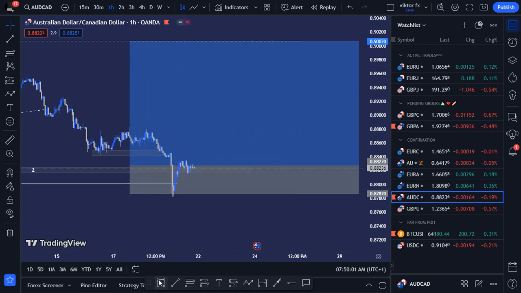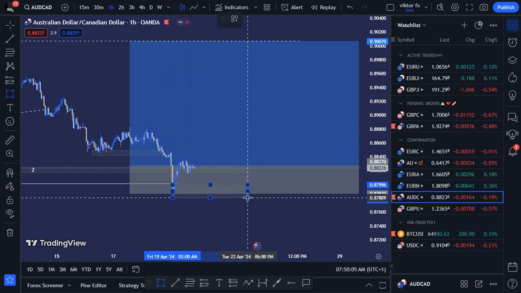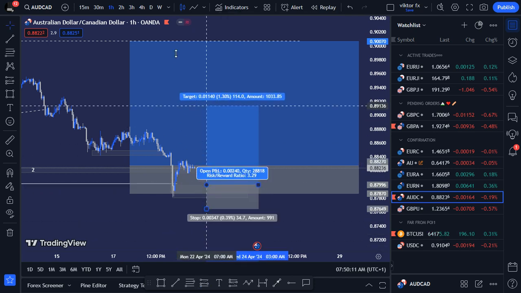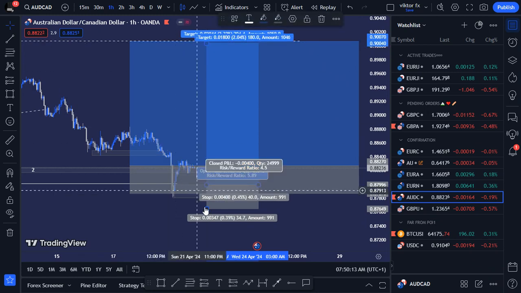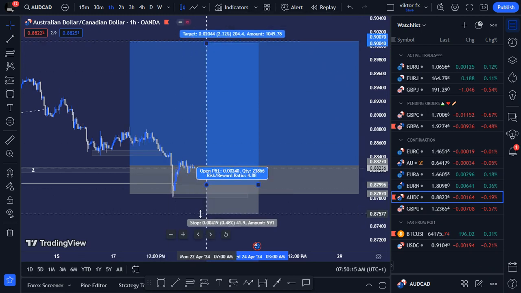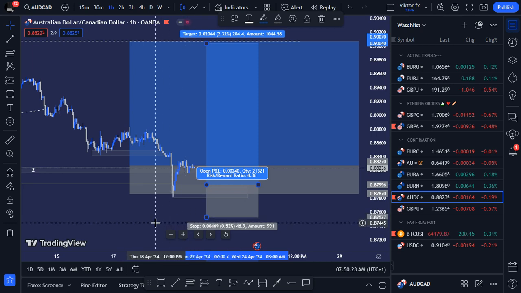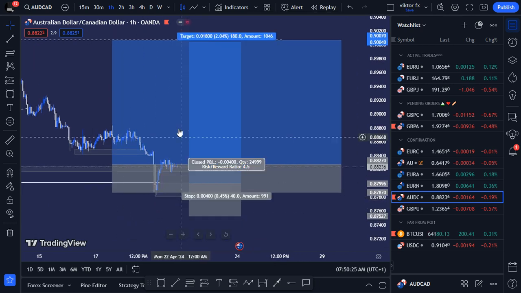Stop loss should be around, let me quickly draw out the layout, 50 pips or so. We're targeting this new high here. My stop loss should be around maybe 50 pips, so just be safe. Just be safe, guys.